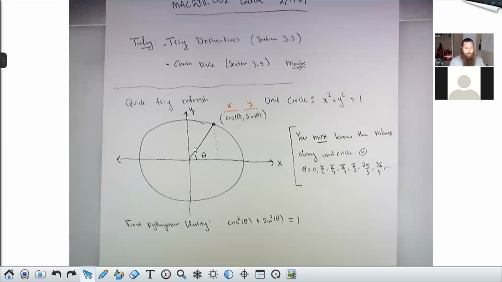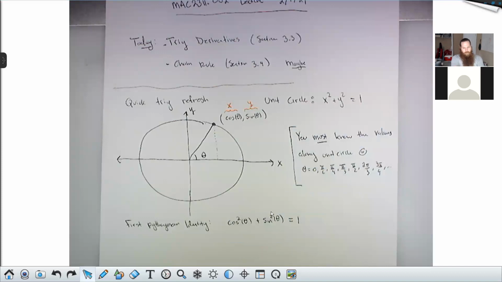I do have some resources up in the modules if you're worried about this. There are tricks for memorizing the angles in radians, and there are tricks for memorizing the points, the cosine values and sine values. But you must know these. You must know this. And what other things?